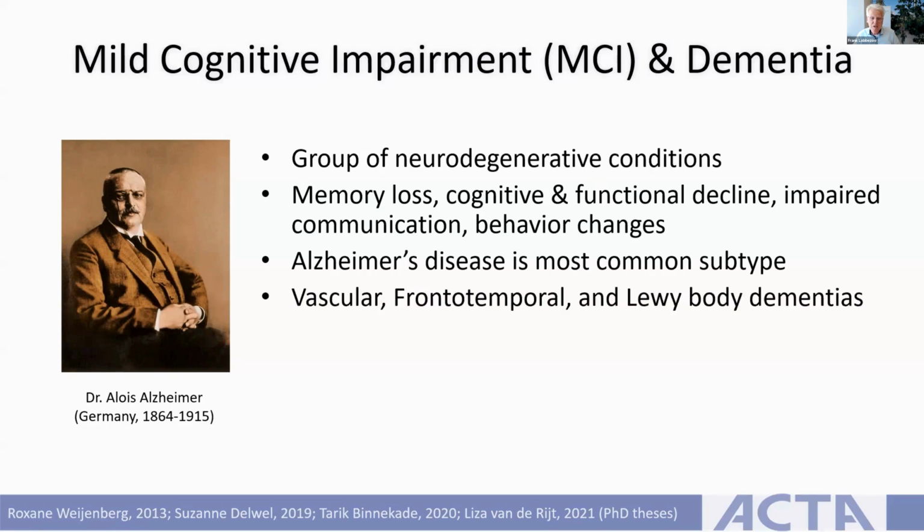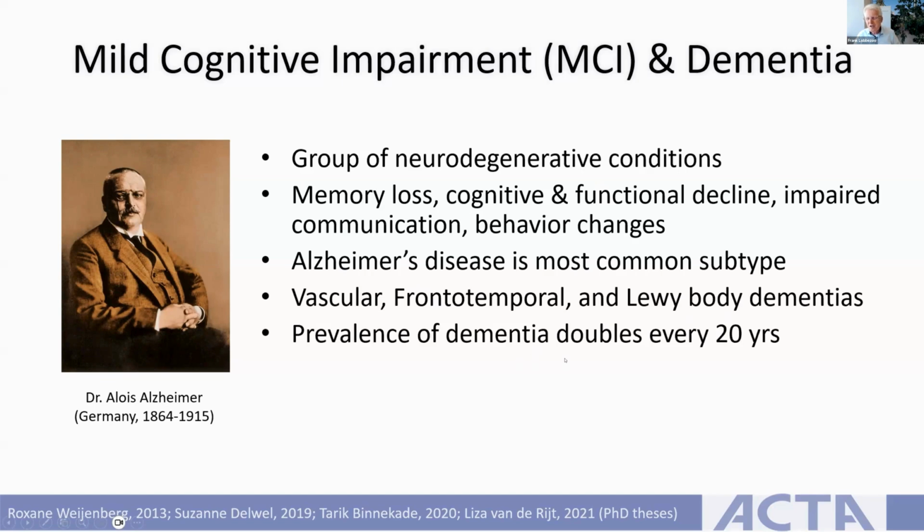All the characteristics you will be familiar with. Most common is Alzheimer's disease, but we also have the vascular, frontotemporal, Lewy body and others. And the prevalence, and this is a startling number, the prevalence doubles every 20 years worldwide. So this is something that we have to think about if we plan future care. We have to take this into consideration. So we have finalized 4 PhD theses that you can see at the bottom of this slide so far on this topic.